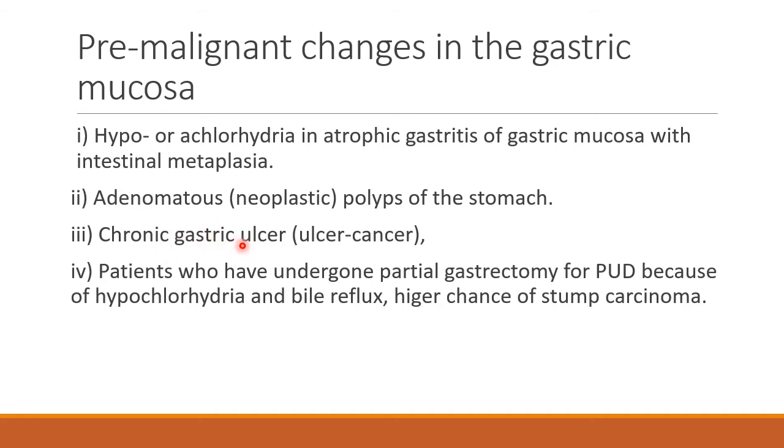Third is chronic gastric ulcer. This ulcer can convert into cancer, and patients who have undergone partial gastrectomy for peptic ulcer disease, in which part of the stomach is removed, will have hypochlorhydria or chances of bile reflux, and that will lead to a high chance of development of gastric carcinoma in the remaining part of the stomach. So these are the pre-malignant changes that are associated with an increased risk of gastric adenocarcinoma.